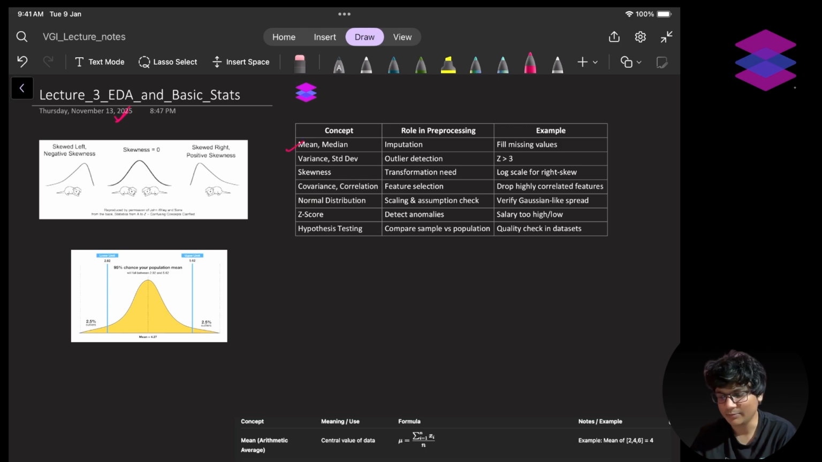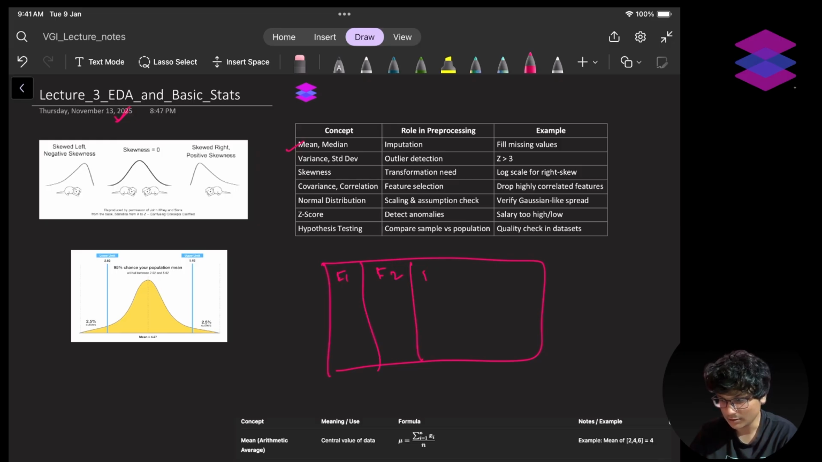For example, the mean and median, okay. So what will the mean and median do? Mean and median will basically tell you about imputation. So let's say you are getting data something like this: you have a lot of features, feature 1, feature 2, feature 3, something like that, okay. And you will have data. In some part you will catch data which does not contain anything, which is null, which is containing the null value, okay. And you want to fill that null value. So how will you actually fill that null value?